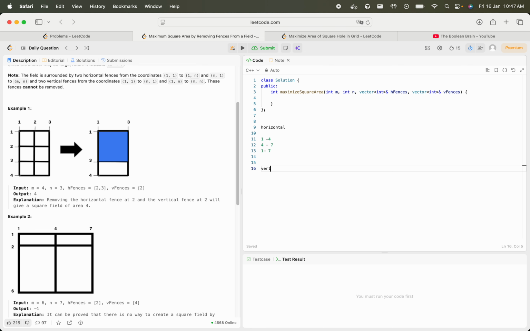Similarly, if we think of the vertical direction, we have one fence in the vertical direction.